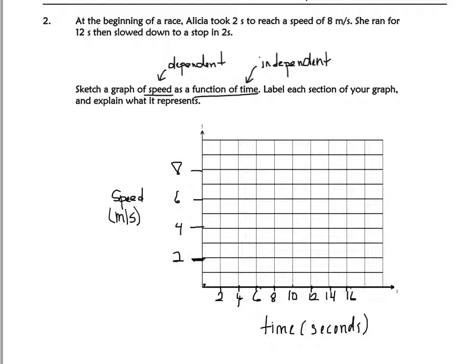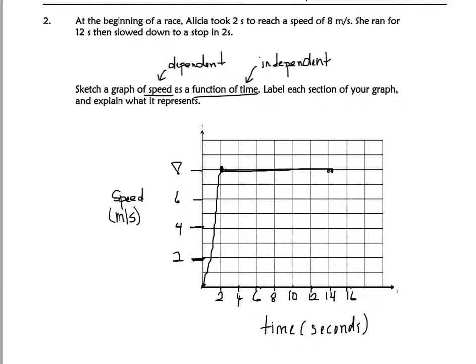started off at 0 meters per second at the beginning of the race, took 2 seconds to reach a speed of 8. So you draw a line from 0 to 2. Should be a little bit straighter than that, but that's the best I can do, sorry. And then she ran for 12 seconds. You wouldn't stop at 12 because you're at 2 right now. So 12 more would be up to 14. So up to 14 would be a straight line there.